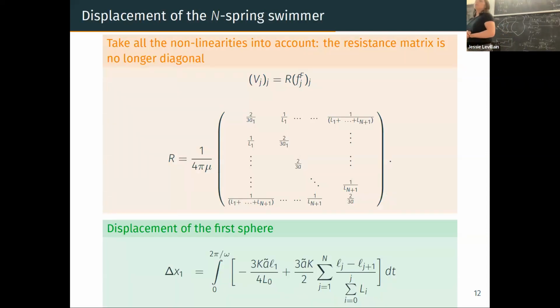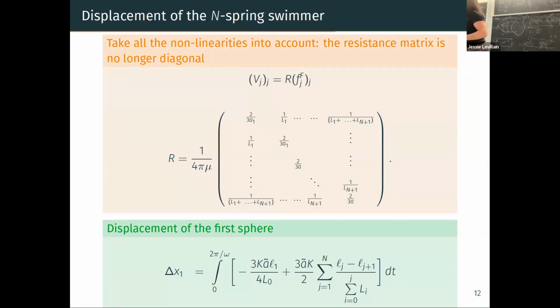Then we want to actually compute the displacement of the swimmer, because the whole goal of this was to have a swimmer, so it swims, so it has to move. We start again from the resistive force theory, so the forces and the speed of the spheres have a linear relation using this resistance matrix. And this time in the matrix, we take into account all the fluid interactions between the spheres.